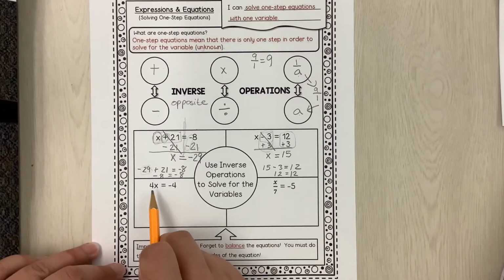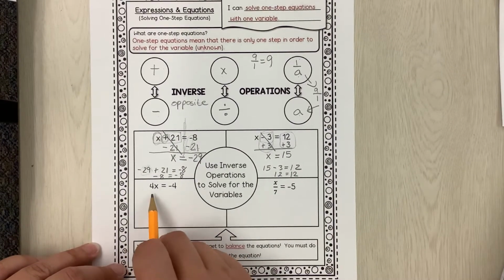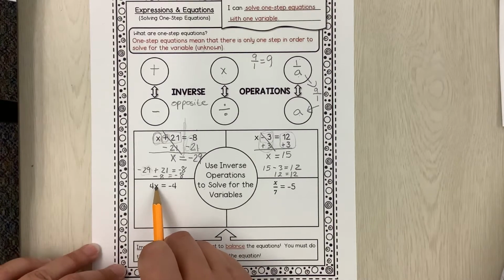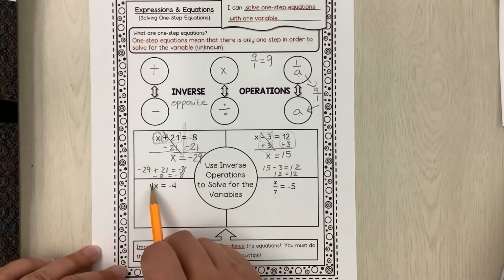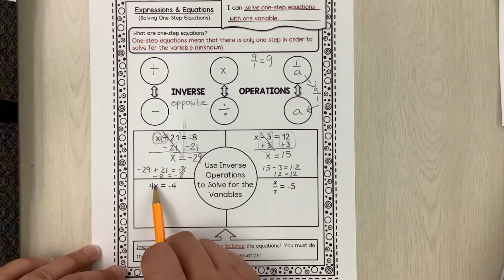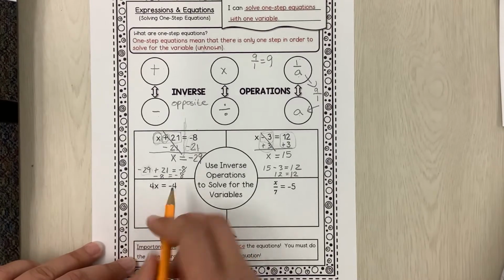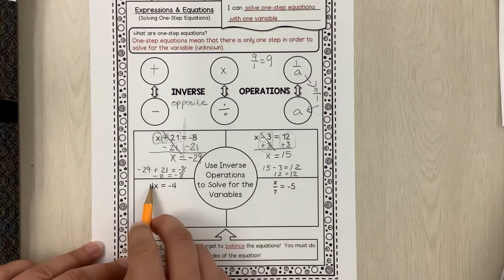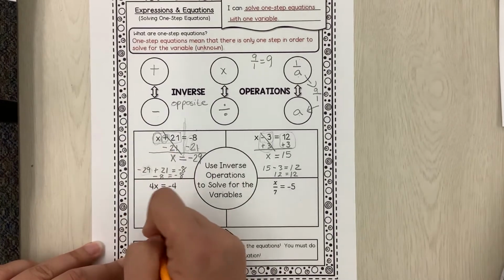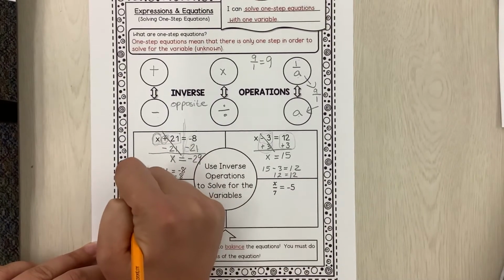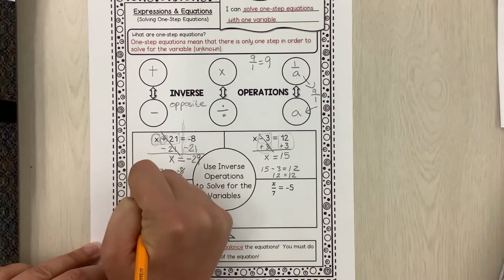Let's try another one. Oh my goodness, this one they're trying to trick us a little bit. 4x. What does that mean when we don't have an operation between? Because here we had an addition sign, here we had a subtraction sign. There's nothing between these two. Well, I hope you remember that when you have a number and a variable next to each other, it means that you are multiplying. So this is the same as saying 4 times x.